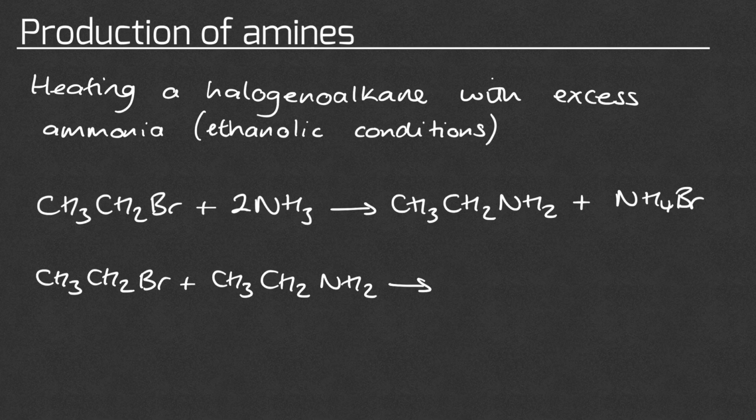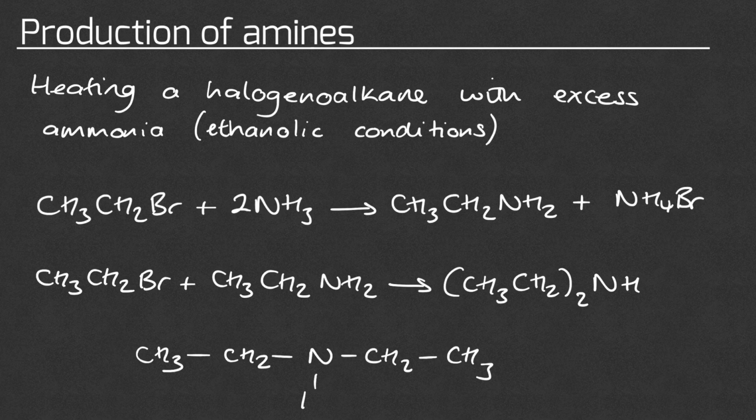The problem with this method of production, though, is the amine we produce can then react immediately with another molecule of the halogenoalkane, because the ammonia will react in exactly the same way as the amine would. So we're not able to separate this out of the reaction mixture before it has chance to react again with another molecule of our halogenoalkane. This would then produce a di-substituted amine. It would produce a secondary amine. We'd have an amine with 2 ethyl groups attached. So we'd produce diethylamine.